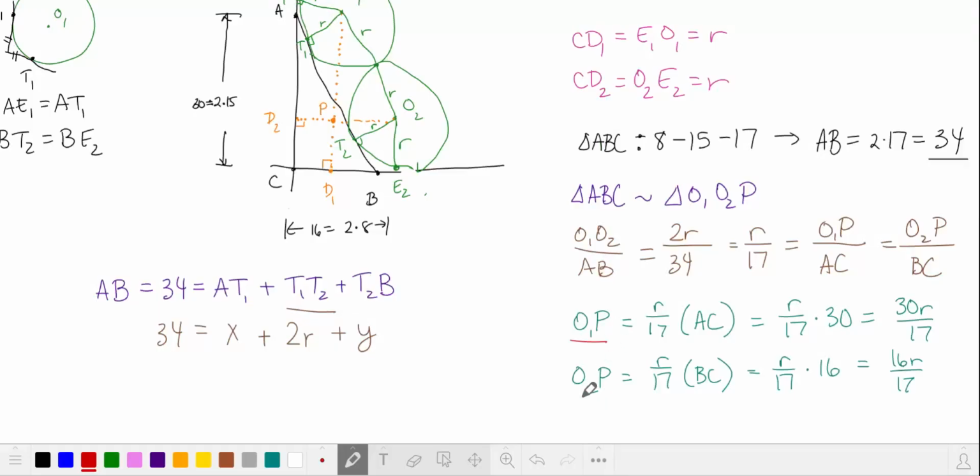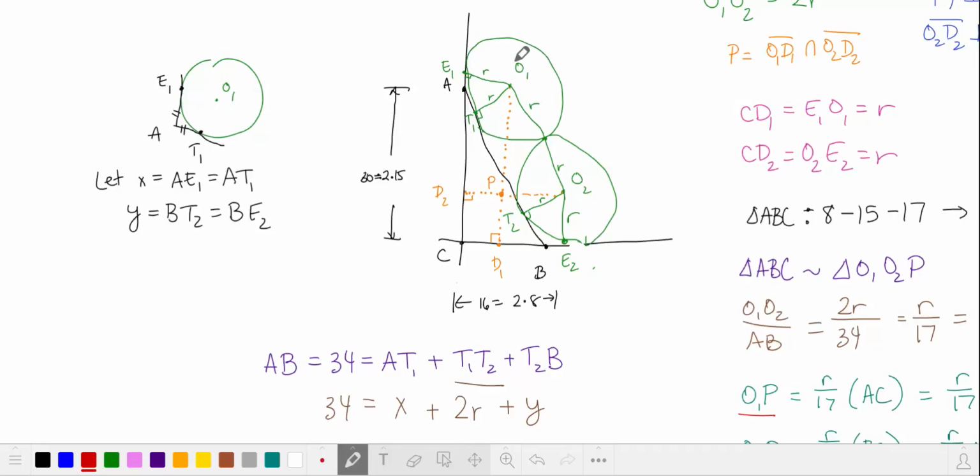Let's find another way to write these distances from O1 and O2 to P. Because we have a perpendicular from O1 to E1 and another perpendicular from P to D2, we have that the distance from O1 to P is the same as the distance from E1 to D2, and the distance from O2 to P is the same as the distance from D1 to E2. We see from the diagram, we can break this up into the distance from E1 to A, and then A to D2. And here we'll add the distance from D1 to B, and then B to E2.